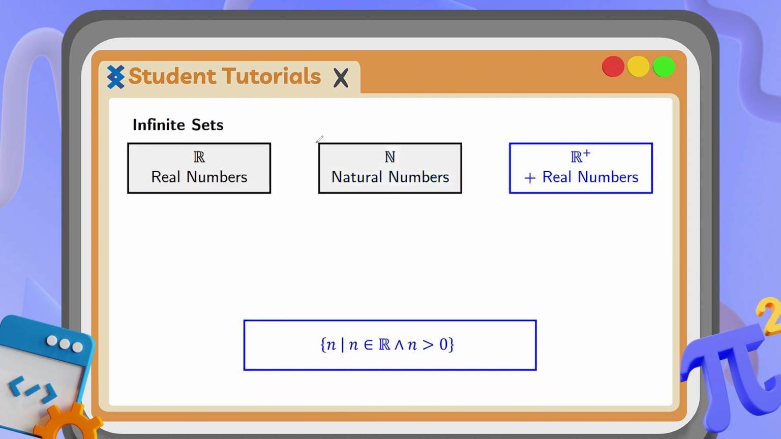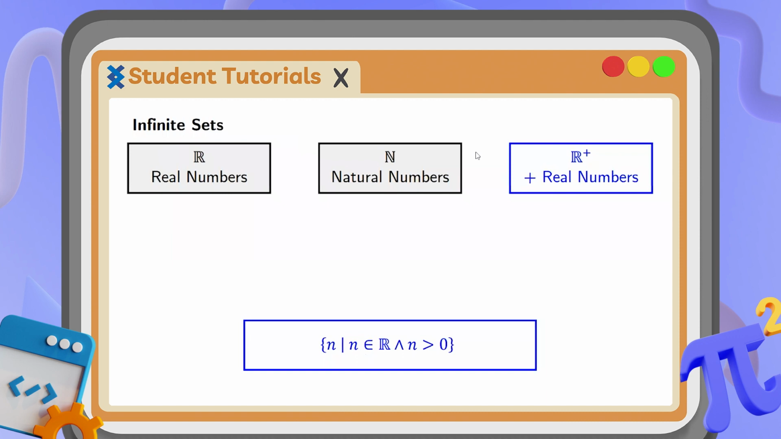Then, we also have real numbers, or positive real numbers to be more specific. And here is where we use the set builder notation. So here, we say that the positive real numbers can be defined as element n, where n is a real number, and n is greater than 0, or n is positive. So if a number fulfills these two conditions, then it is part of the set.